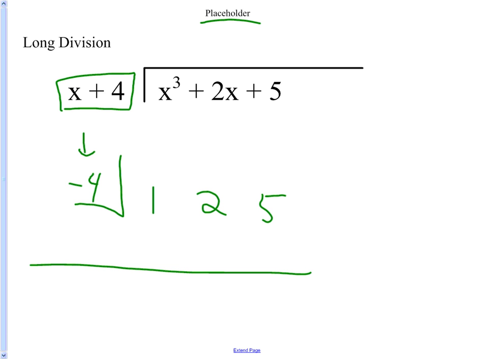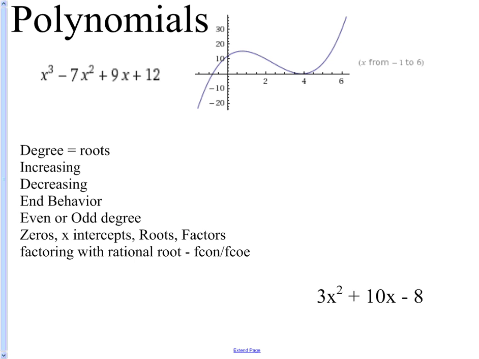You see where I should have the placeholder between the what and the what? Between the 1 and the 2. Because right in here, there should be an x squared. There's 0 x squareds in there, so there should be a 0 right there. All right? Okay, moving on.